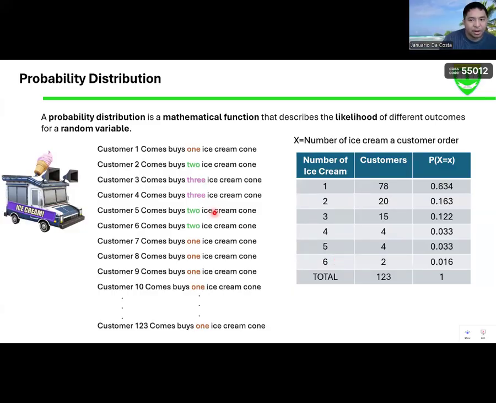Exercise probability now. So you look for the probability that x equals to 1, which comes from 78 divided by 123. That's how you get 0.634.